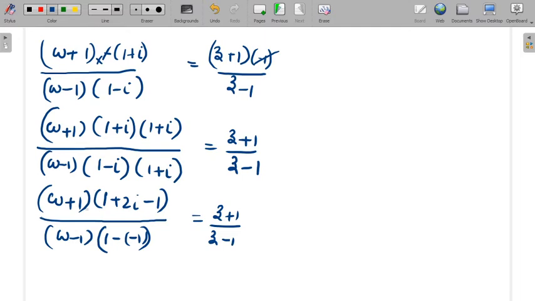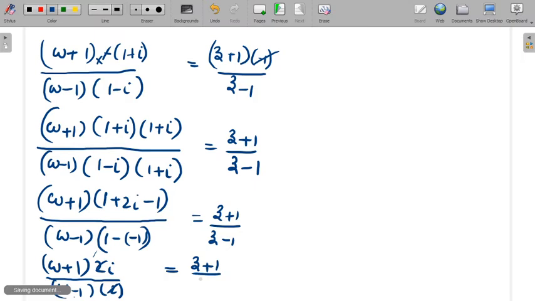So look at this expression. This is W plus 1 into 2I, right? 1 and minus 1 cancels, divided by W minus 1 into 1 minus minus 1 is 2. So you can cancel this 2 also.